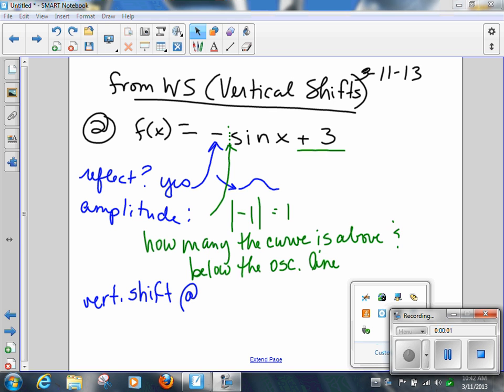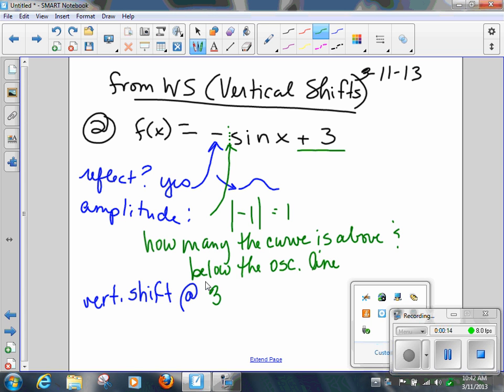That I like to write vertical shift at what? The plus 3 tells me that my what is at 3? The oscillation line. So when I write vertical shift at 3, I know that my oscillation line will be at 3. And folks, when I finally wrapped my head around the fact that these curves' foundation is the oscillation line, then it became so easy for me. But until I did that, this was not easy.